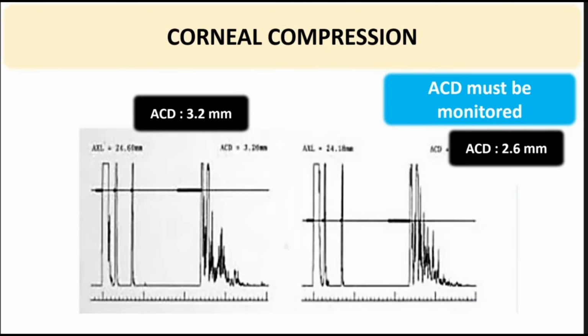Since corneal compression compresses the cornea, the anterior chamber depth measurement is also going to go down. Therefore, in these cases, it's very important to keep an eye on the anterior chamber depth. If the depth is less, you know that there is some sort of corneal compression going on. Anterior chamber depth must always be monitored, and all the readings with a shallow anterior chamber depth must be deleted from your measurements.